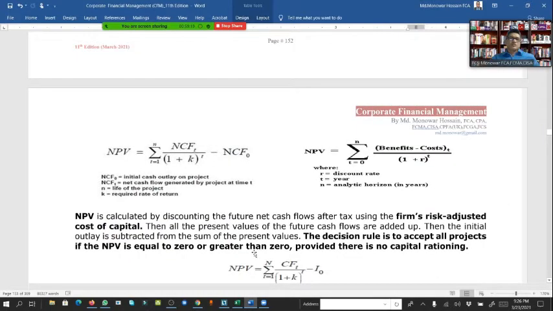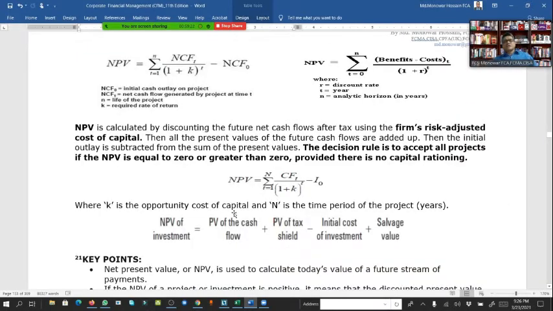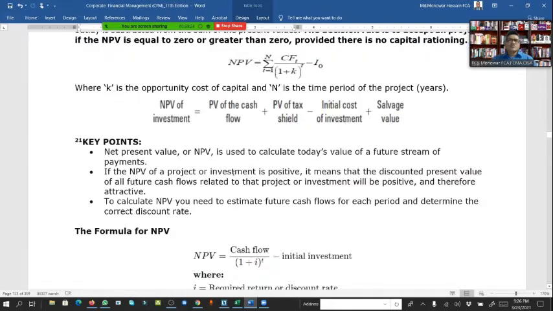Also, NPV is calculated by discounting the future cash flow, as we know. This can also be calculated in different ways easily. So the net present value of investment equals the present value of net cash flow plus the present value of salvage value, minus the initial cost of investment.